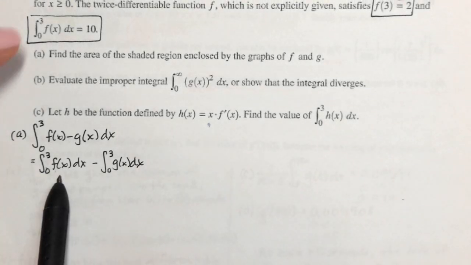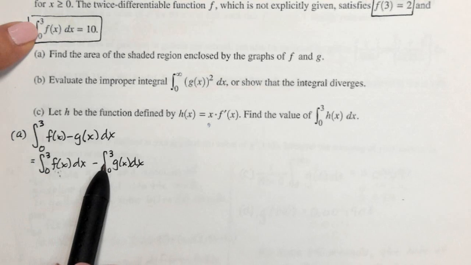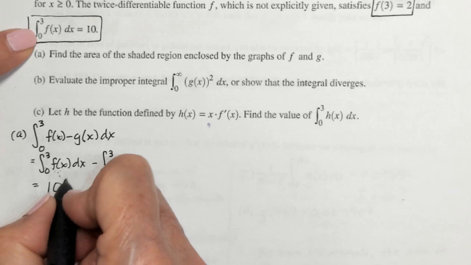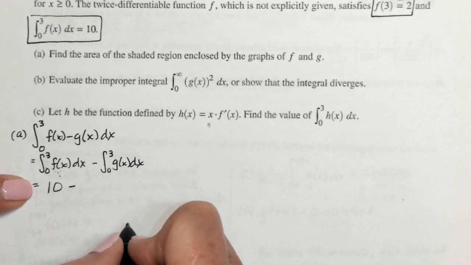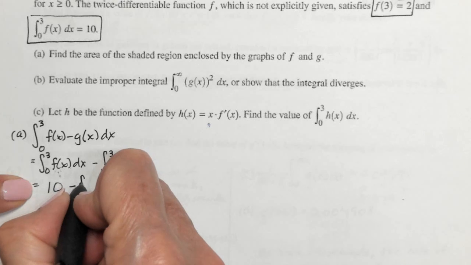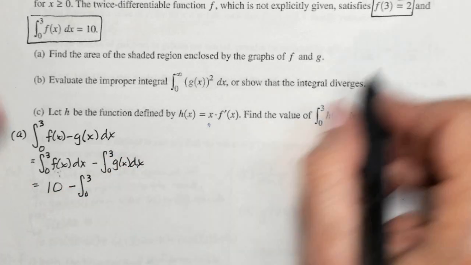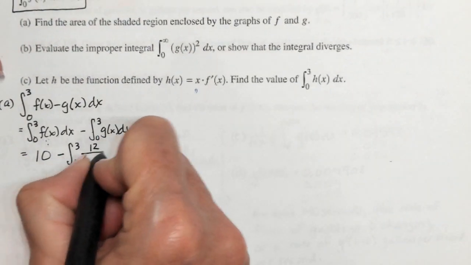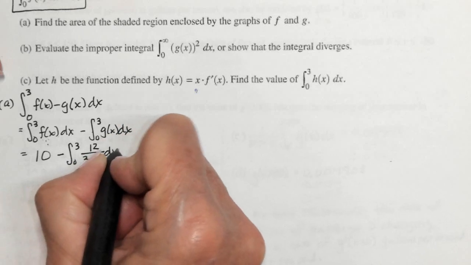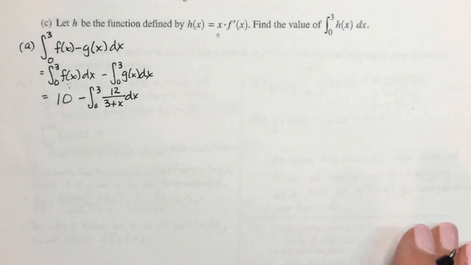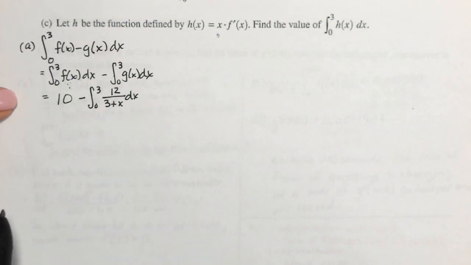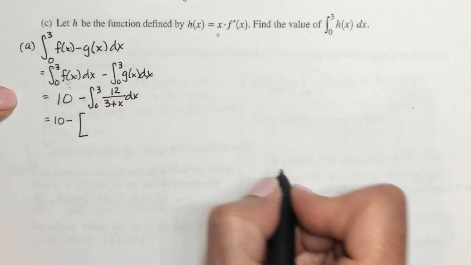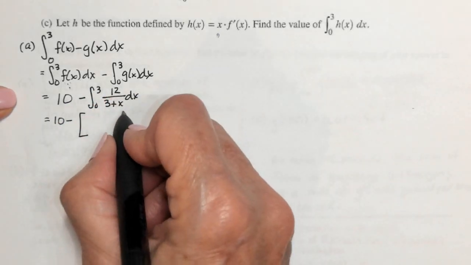Okay, so we're back to this. We know that this first one here is 10. There's a little lag on this video, and it's kind of making me confused. And then we have the integral from 0 to 3 of g of x, which we know the function for, 12 over 3 plus x. So now AP is asking, does this student know how to integrate? Does this student know how to find an antiderivative? What is the antiderivative of 12 over 3 plus x?